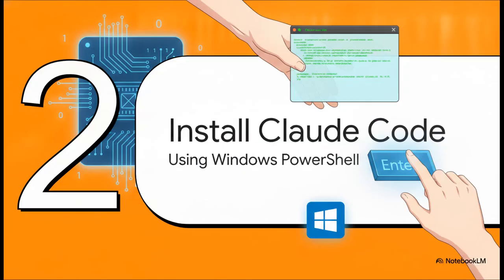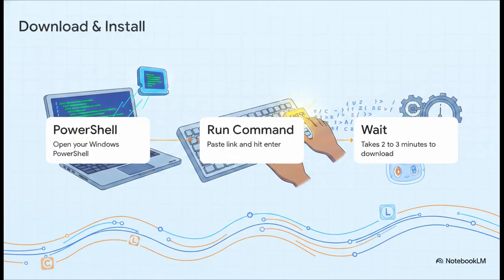Which brings us to Section 2, installing Claude Code using Windows PowerShell. Honestly, the process is remarkably straightforward. First, search your Windows machine for PowerShell and open it up. Second, paste in the single installation command, which you can easily grab from the source resources. Then hit enter and enjoy staring at your terminal for the next 2 to 3 minutes while it downloads. Pretty much every developer's favorite pastime, right?